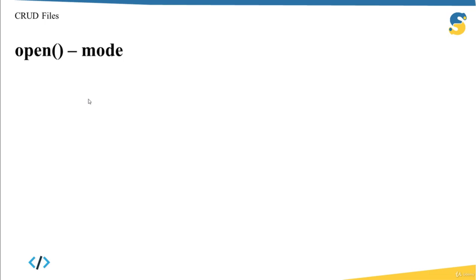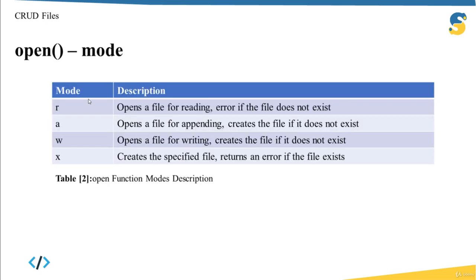Now let's talk about mode. What I mean by mode: usually, when you want to open a file, maybe you want to read data from a file, write data inside a file, or append data to a file. For each one of these operations, we have a mode. So when you want to open a file, you have to specify the mode. For example, R means I want to open a file for reading, and an error will happen if the file does not exist. A means I want to open a file for appending data, and I want to create the file if it does not exist. W means I want to open a file for writing, and I want to create the file if it does not exist.